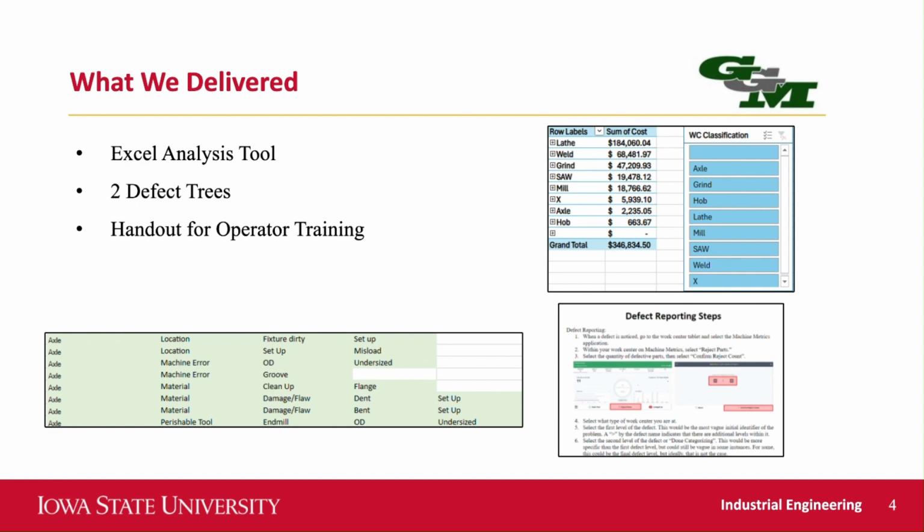So what we delivered was an Excel analysis tool for GGM to track the data provided by machine metrics. We delivered 2 defect trees, one simple and one expansive, and then also a handout for operator training to learn the new defect data collection system.